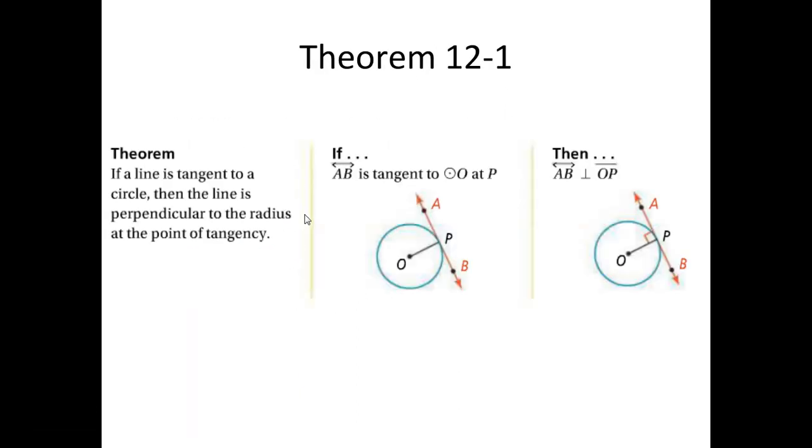Now, theorem 12.1 says that if a line is tangent to a circle, then the line is perpendicular to the radius at the point of tangency. Now, that could also mean the diameter as well. So if AB is tangent to circle O at P, then AB is perpendicular to OP. So this line, the tangent line, would be perpendicular to the radius.